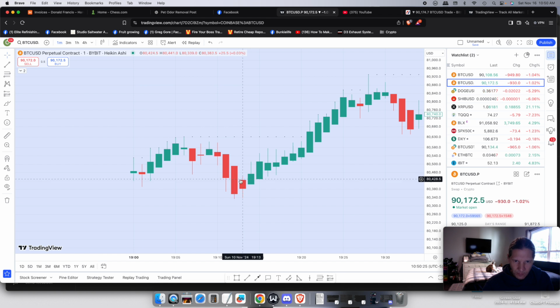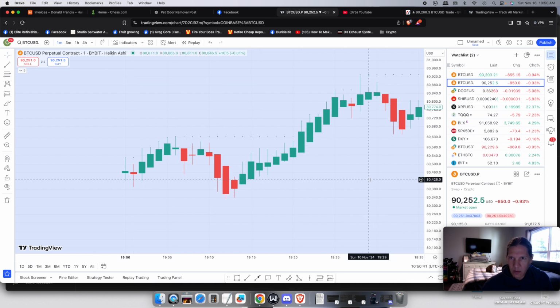Now, wait for this type of setup to come into play. You'll notice here we have again that Darth Maul candle. Again, Darth Maul candle. It has a tail and a wick. Double-bladed lightsaber. Don't enter a trade there. You wait. That one has a tail also.